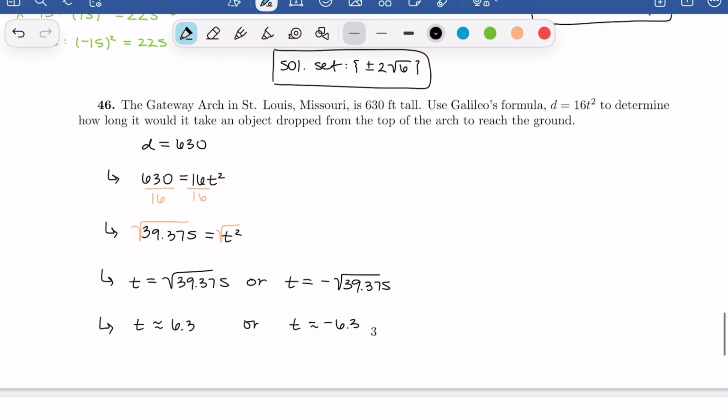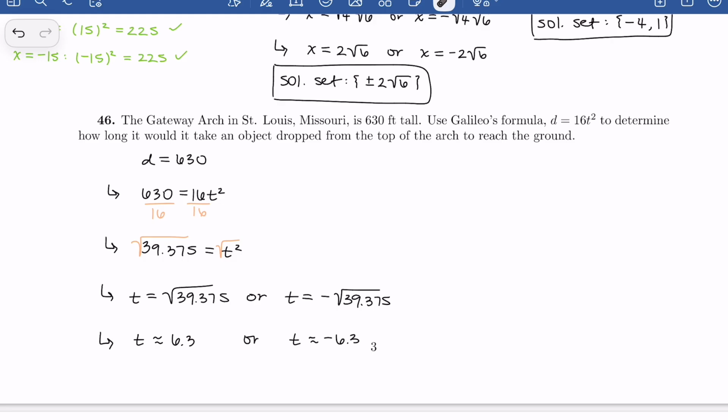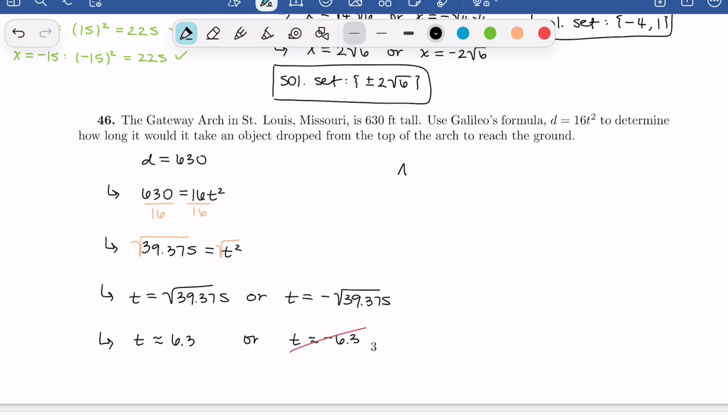But remember, in the context of this problem, it's asking us how long it would take for an object to hit the ground if it's dropped from the top of this arc. Well, it wouldn't make sense for that time to be negative. So this would actually not be one of our solutions here. So this tells us that it would take the object about 6.3 seconds to reach the ground. So this would be our final answer. Let's say about 6.3 seconds.